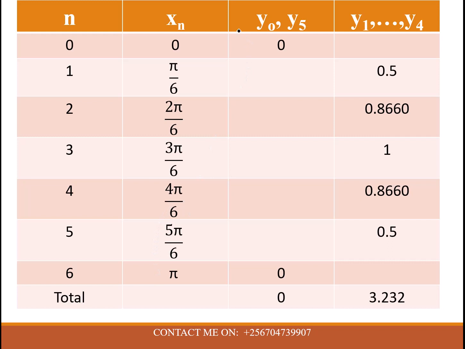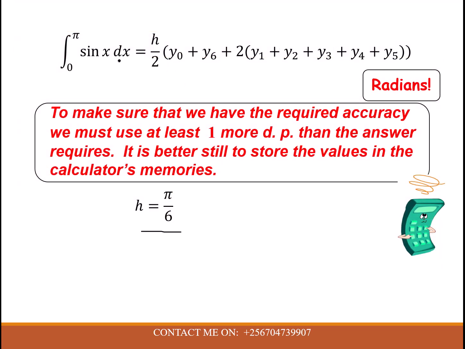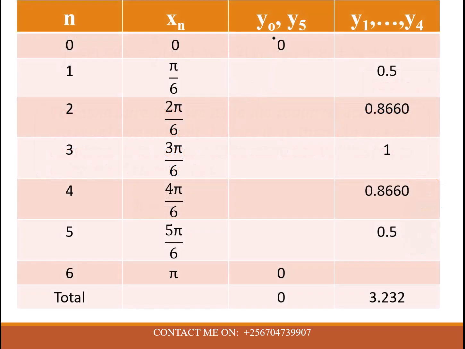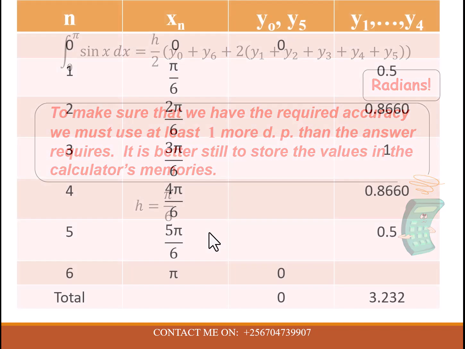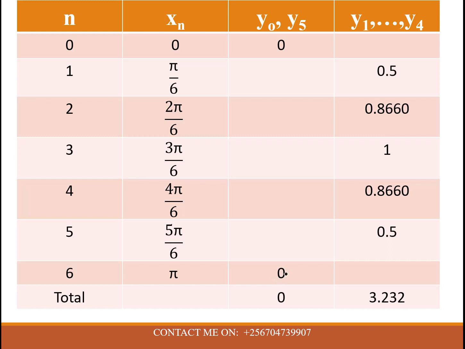We said your table will have 4 columns. The first one is n, the second one is xn, the third one is for the extreme values, then the last one is for the middle y values. So when you substitute 0 in our function sine of x, we shall get a 0. That's why you see a 0 here. And then for the last one, our x value is pi. When you substitute pi, sine of pi will give you a 0 also. That is sine of 180.